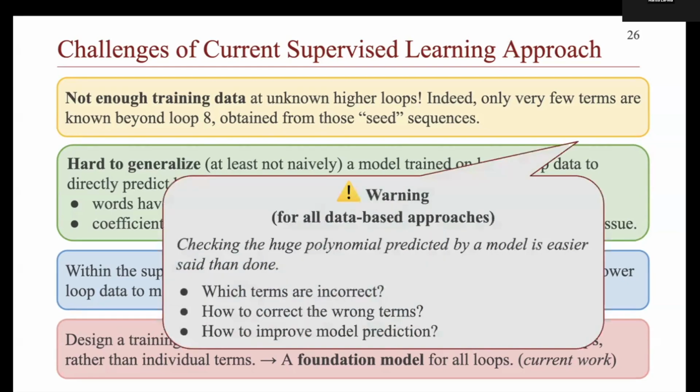A big warning though, for all these approaches based on data: once the AI or any model gives you a prediction of this huge polynomial, which might include billions of terms, you need a way to verify whether the model prediction is correct or wrong. You need a way to say which terms are wrong, how to correct the wrong terms, and how to improve the model prediction based on the previous training. In principle, this can be done, and in principle it is easy, but everything that is in principle easy is very hard in practice. So it is pretty hard to really implement this, and we are trying to design such a verifier now.